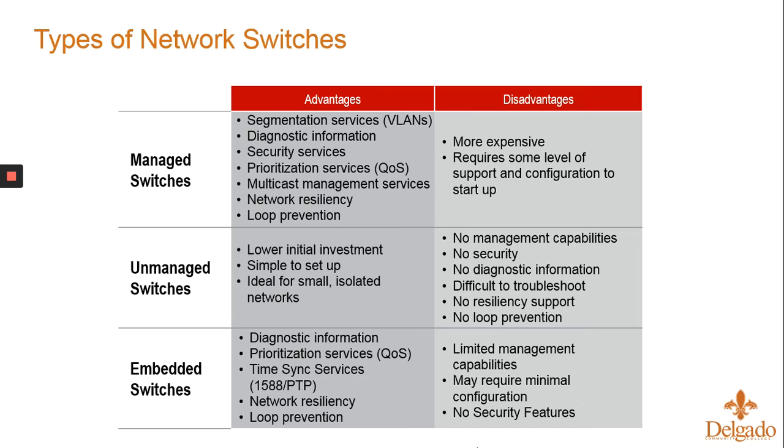The bottom one is embedded switches. This chart came from a Rockwell slide that I found. Some products actually have the switch embedded inside of them, some Ethernet cards, especially in a PLC. So that's what an embedded switch would actually refer to.